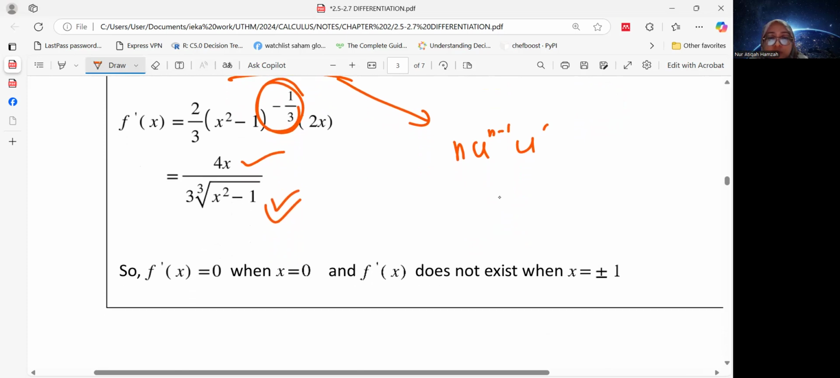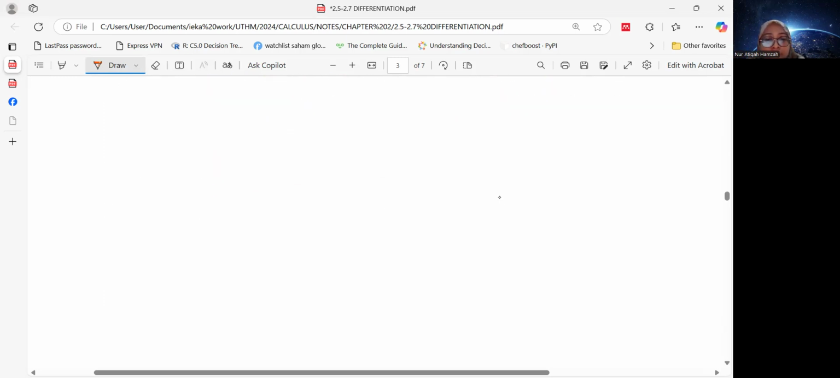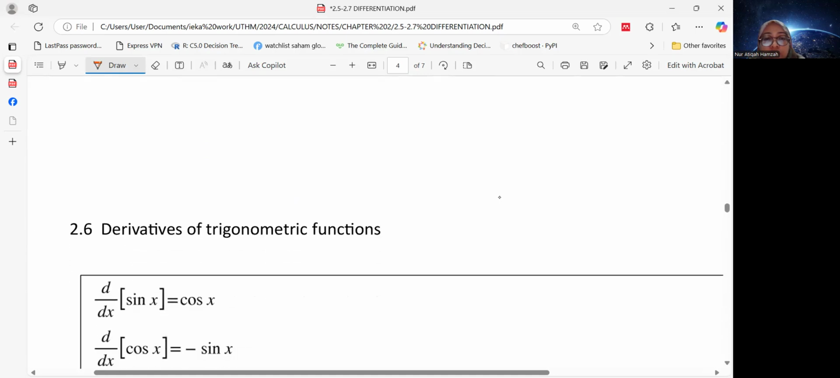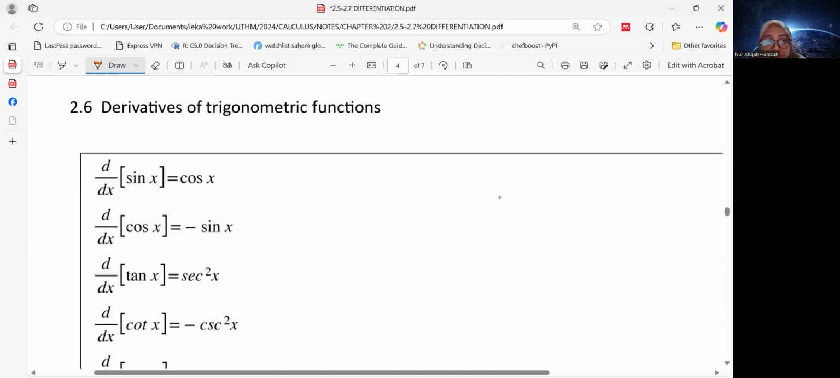So soalan kata bilakah f prime x equal to 0. So f prime x equal to 0 when x equal to 0, and f prime x does not exist when x equals plus or minus 1. Sebab bawah ni tak boleh sifar. So it does not exist when we put the value of x equal to plus 1 or minus 1. Okay, that is the general power rule and chain rule.